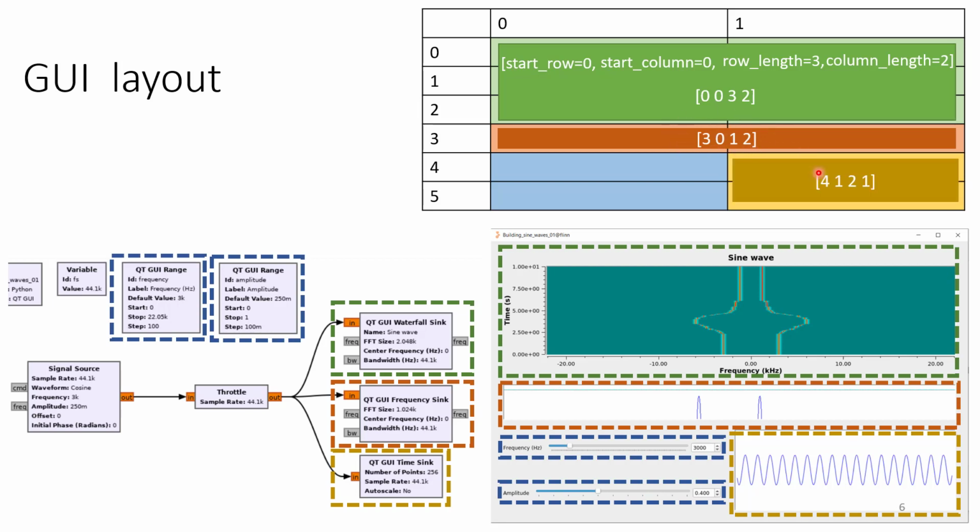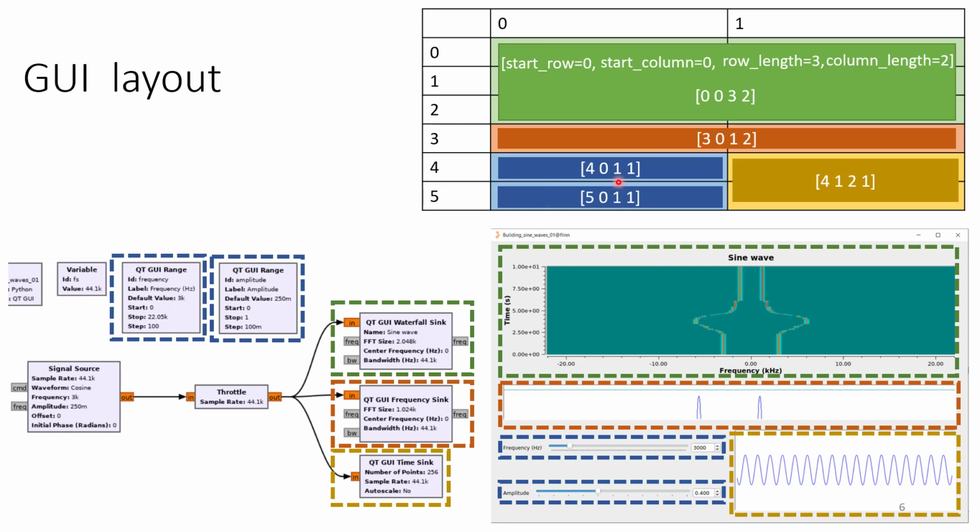And we can do the same with the time plot. That again starts at row 4, column 1, 2 rows high, 1 column wide. And this control starts at row 4, column 0, and it's both 1 row high and 1 column wide. The same for the second control, which is starting at 5, 0, and then 1 row high and 1 column wide.